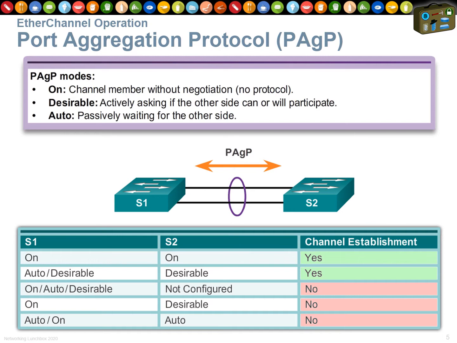If one end is desirable and the other end is desirable, it'll come up. If one end is desirable and the other end is auto, it will come up. All other combinations won't work. So you've got 3 keywords for Port Aggregation Protocol: on, desirable, or auto. For example, if both ends are auto, it will not negotiate into an EtherChannel bundle.